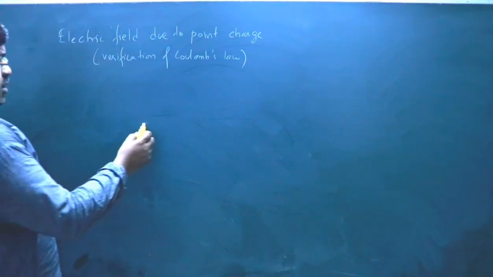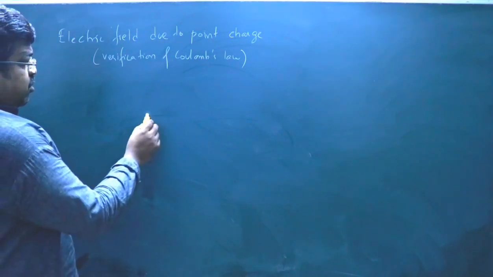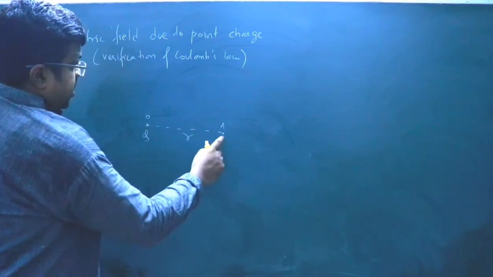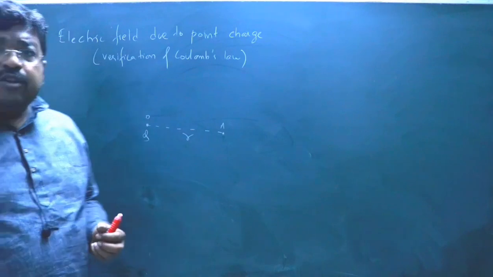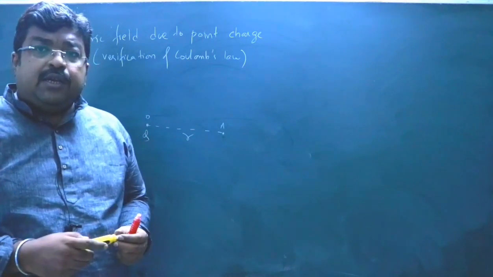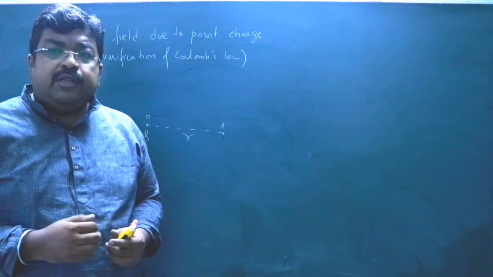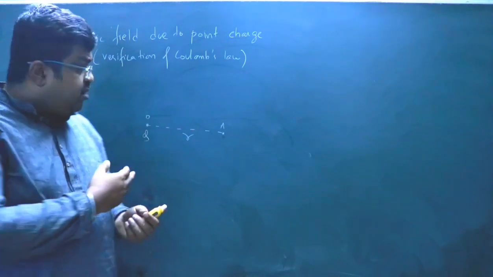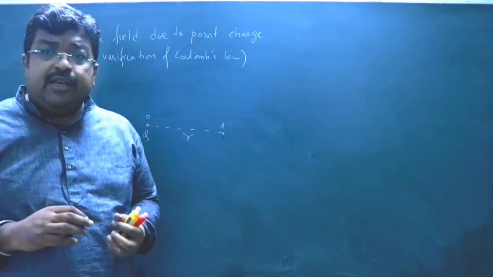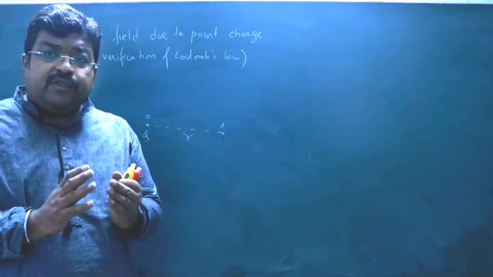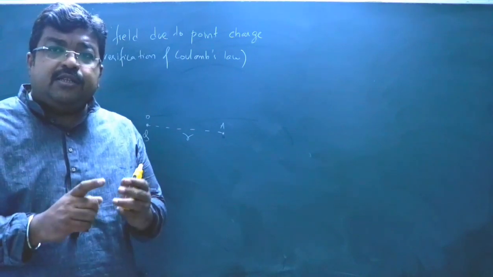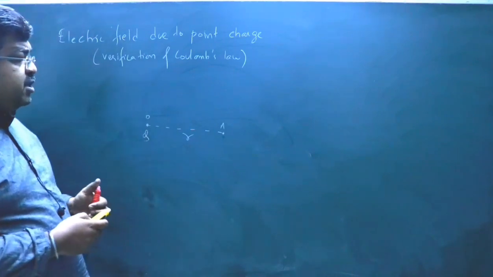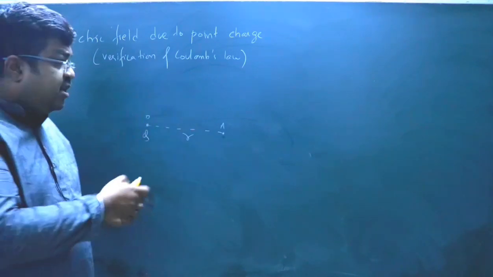Now suppose you have this point charge q at location O, and at distance r at location A. At this particular point we have to find the value of electric field intensity. Now if we are using Gauss theorem, then we need to have a closed surface enclosing the charge. In this case we have a point charge, so you need to draw this surface in such a way that it encloses the charge symmetrically. Obviously if it is a point charge, the surface will be spherical in shape.